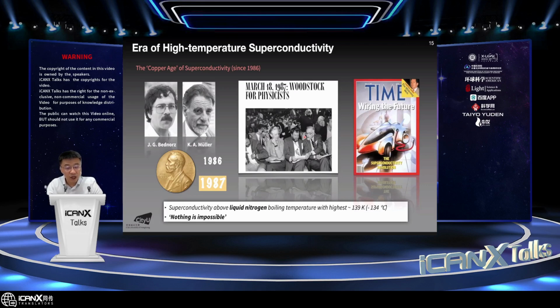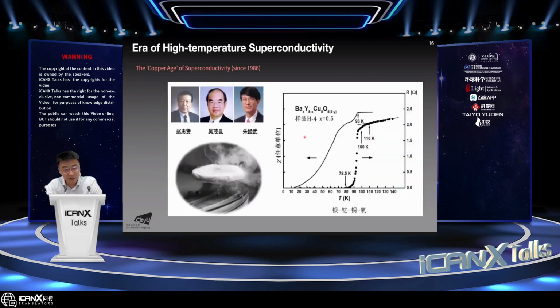And Chinese scientists made a seminal contribution to this field by discovering what is nowadays called YBCO. It's very easy to synthesize these YBCO materials, and they possess a transition temperature that is above liquid nitrogen temperature. Okay, so this is, I would say, a key driver for this Nobel Prize.